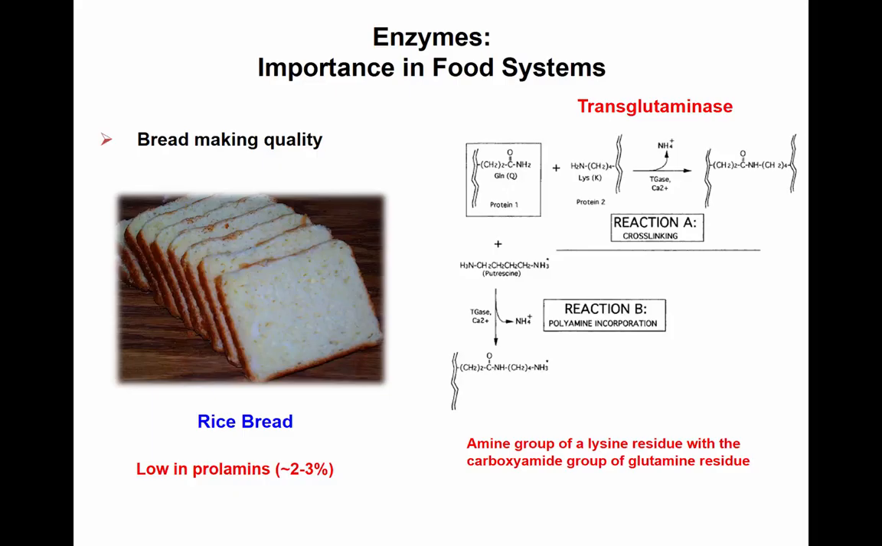So this, for example, in rice bread, since rice does not have gluten-forming proteins, it will not form a strong dough in order to form bread from rice. So if you add this enzyme, it will enhance cross-linking and you'll get some sort of a loaf out of rice.